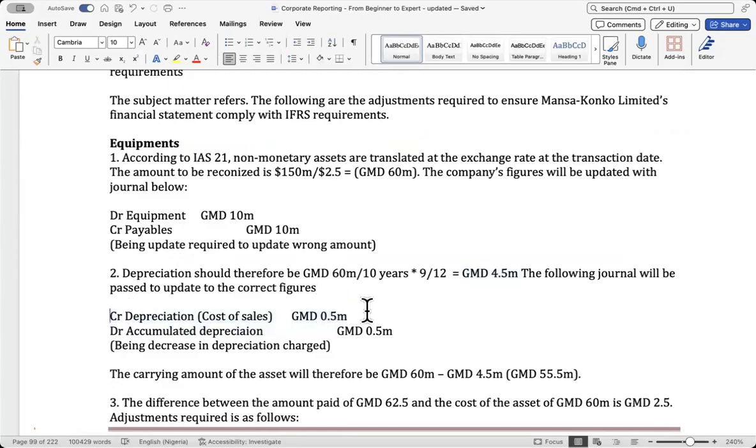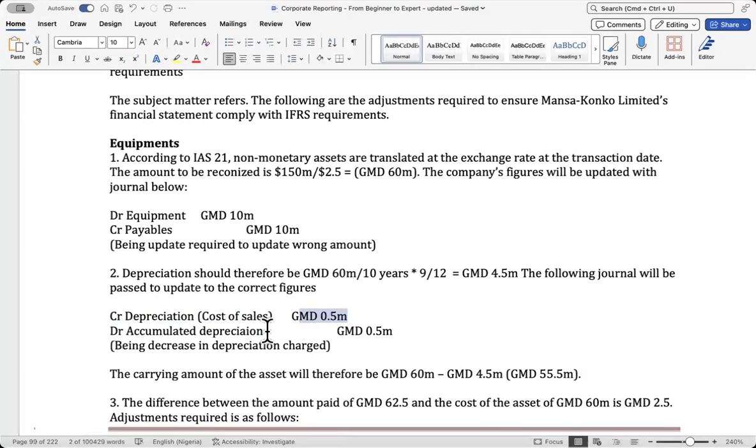So because those guys recorded 5 million, I need to pass a reverse entry by bringing that 5 million to 4.5. So I credited depreciation, because they said it goes to cost of sales, with 0.5. Ordinarily, depreciation should be debited. So since I want to reduce it, I credit it. That's the major essence why I'm crediting this depreciation.